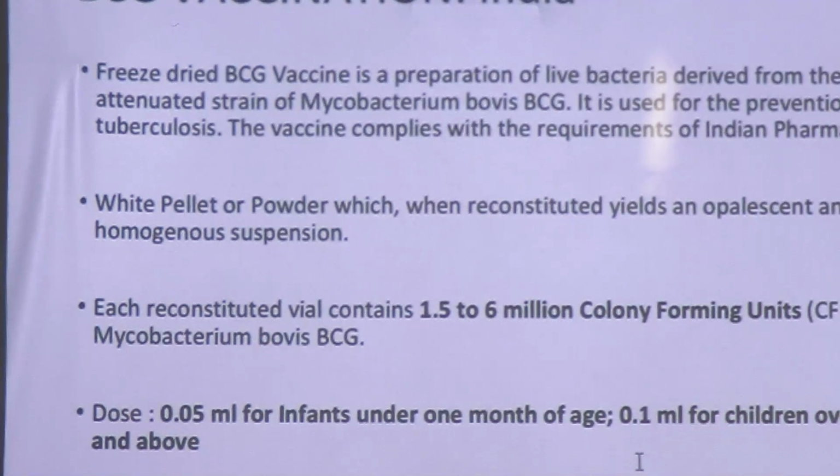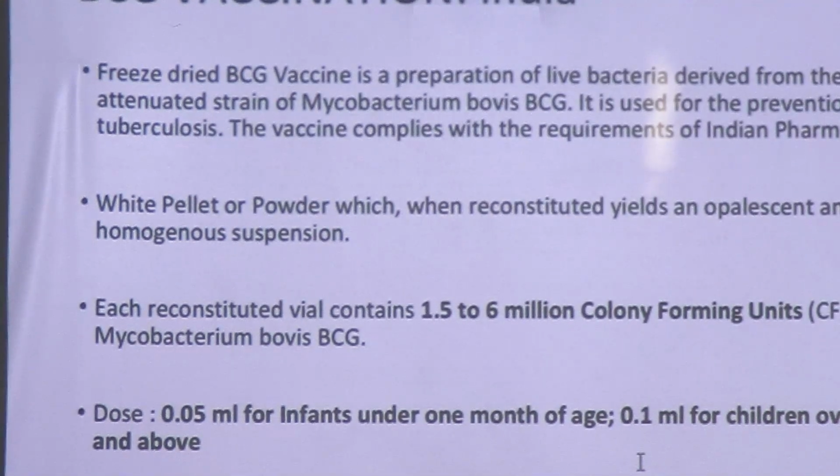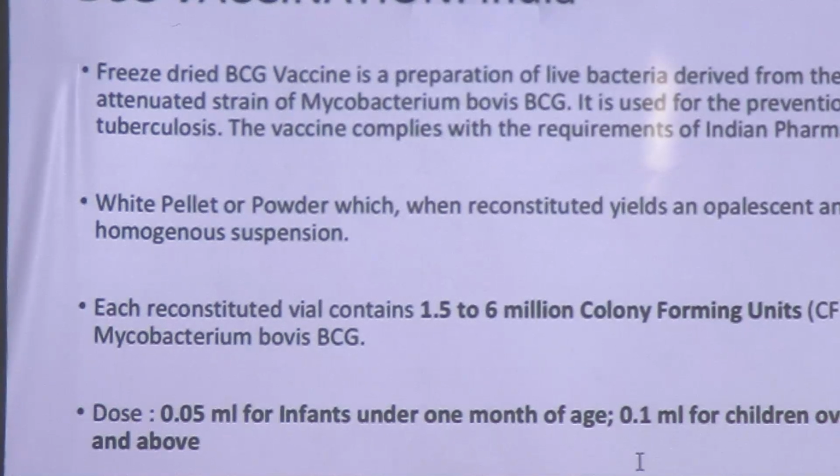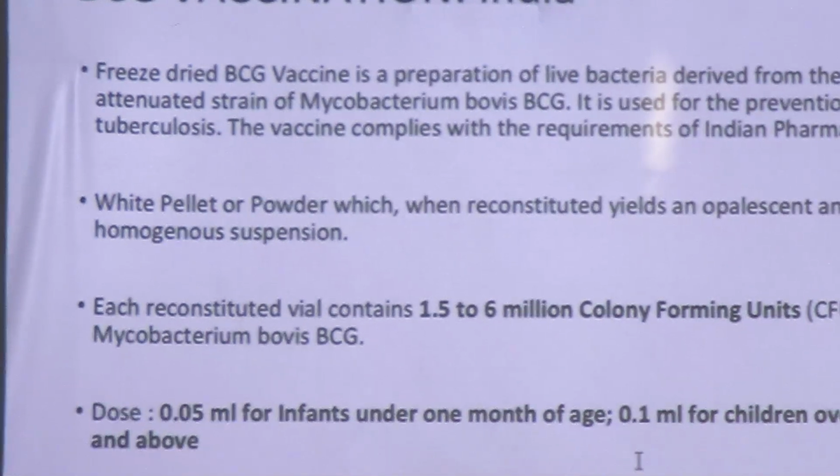Now coming to vaccination in India, what happens in India? We have the vaccine in white powder or pellet form. Each dose contains about 1.5 to 6 million colony forming units. What is the dose? 0.05 ml for infants under 1 month of age and 0.1 ml over 1 month. Why is this difference made?